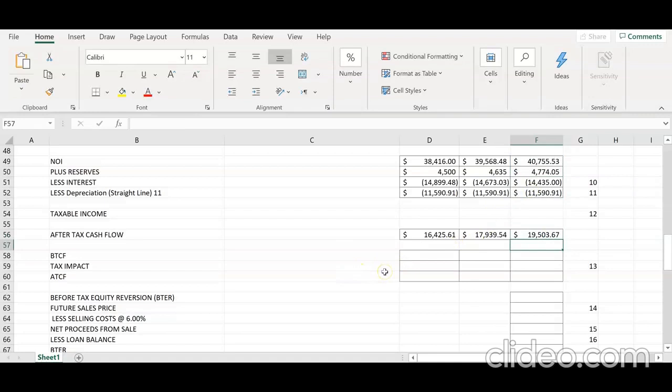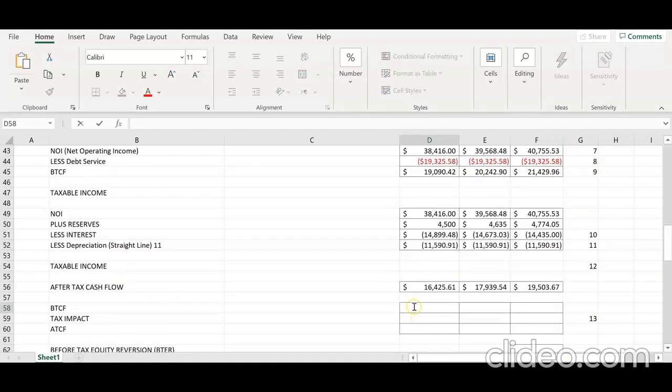The next part is to calculate after tax cash flow. Before tax cash flow is as previously calculated, so I reference that. To calculate the tax impact, I multiply the taxable income by the investor tax rate on income of 33% as provided. Then to get the after tax cash flow, I deducted the tax impact from the before tax cash flow.